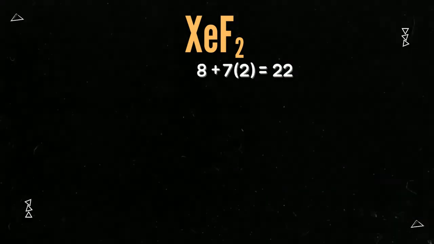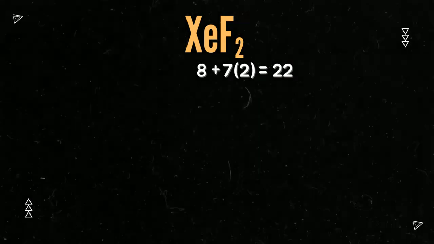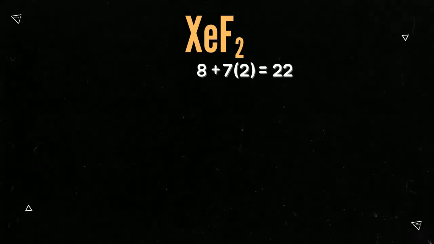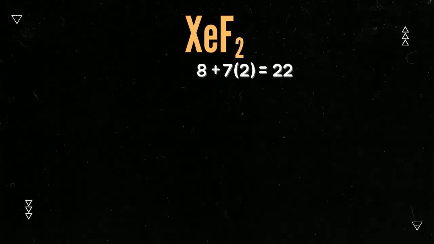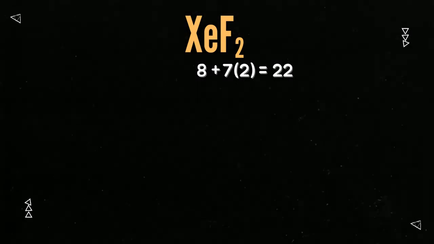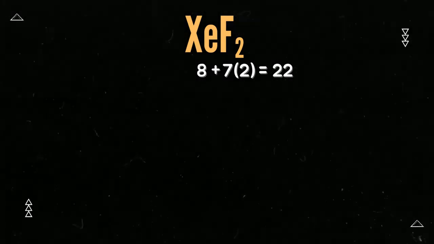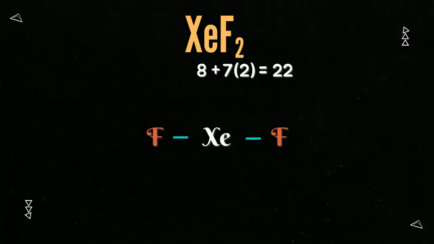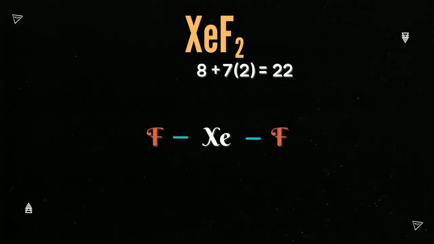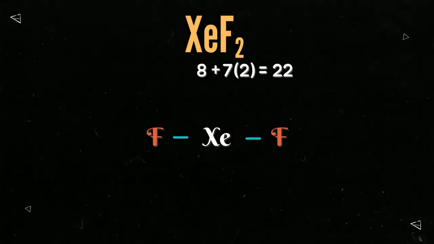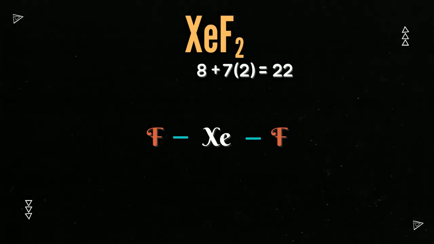Xenon has 8 valence electrons, while fluorine has 7 valence electrons. And we have 2 of these fluorine, so 7 times 2. And this gives us a total of 22 valence electrons. Next step, we will put xenon as our central atom because it is less electronegative than fluorine. And let's put 2 fluorine on either side bonded with single covalent bonds.